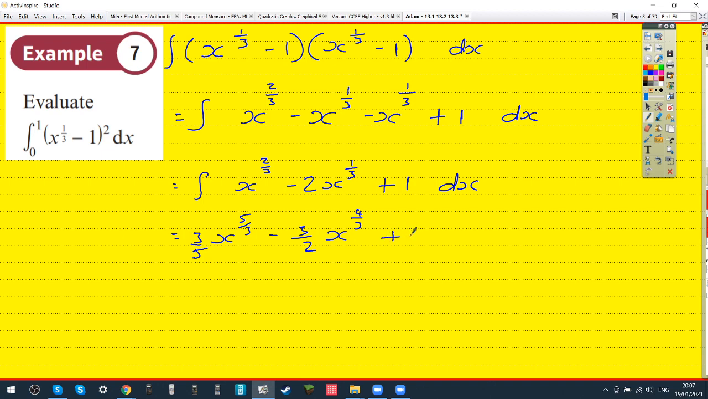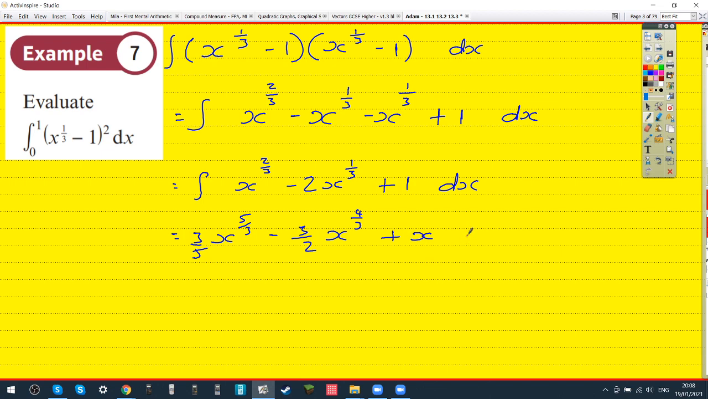Plus, what is the integral of 1? What differentiated gives you 1? Was it 0? The derivative of 1 is 0. The derivative of what gives you 1? Or what is the integral of 1? It would be x. Yeah, the derivative of x is 1.